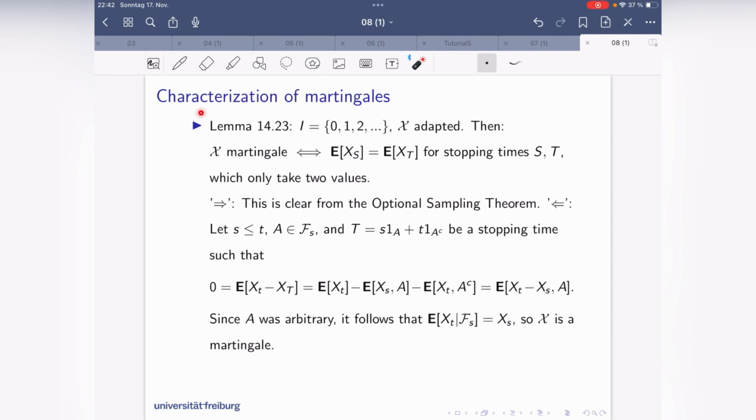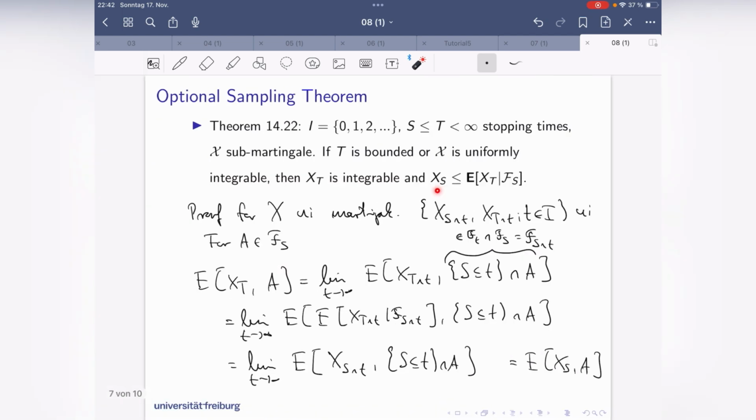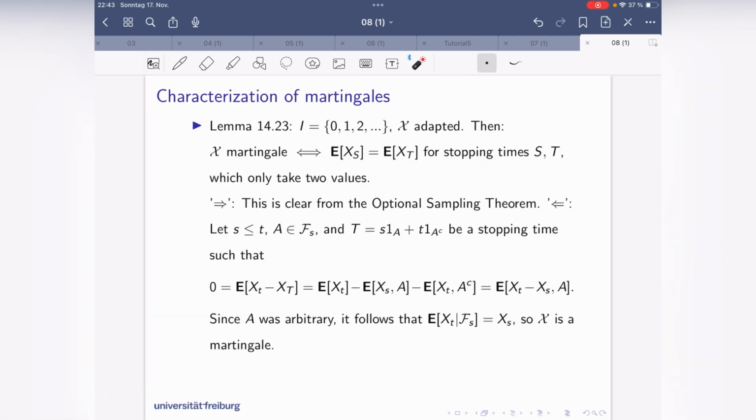So first, a characterization of martingales. That's a very surprising one, I think, which is as follows. A process is a martingale if and only if its expectation is the same for all stopping times S and T which only take two values. So they are bounded, and their expectation is the same. That's an application of the optional sampling theorem, because they take only two values, so they are bounded. The optional sampling theorem tells you this here with an equality, and if you write an expectation to the left and an expectation to the right, you get that their expectations are the same. So this is clear from the optional sampling theorem for the one direction.